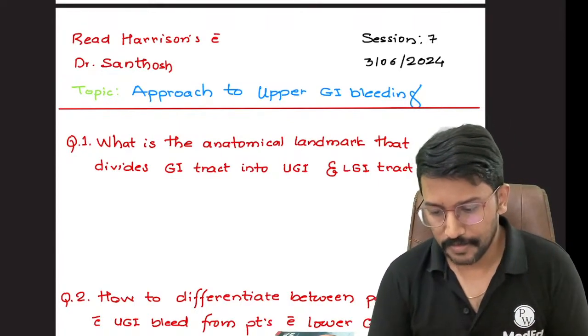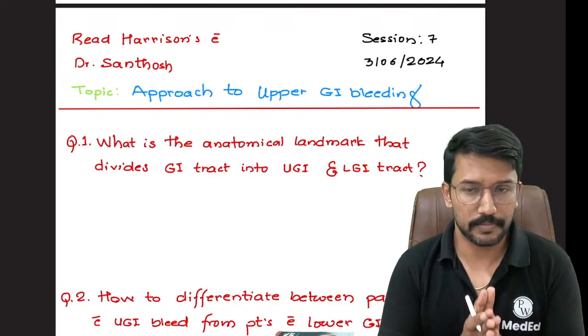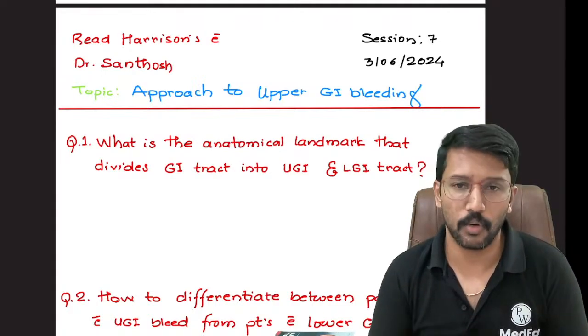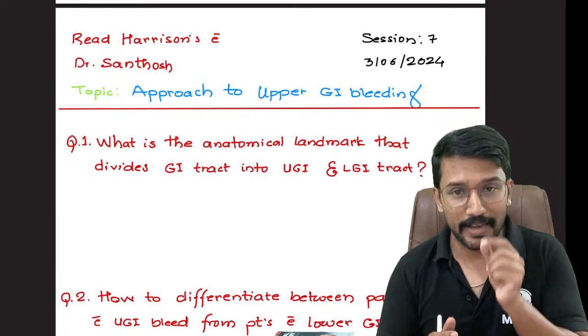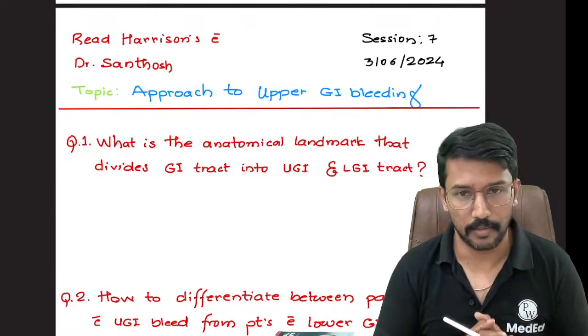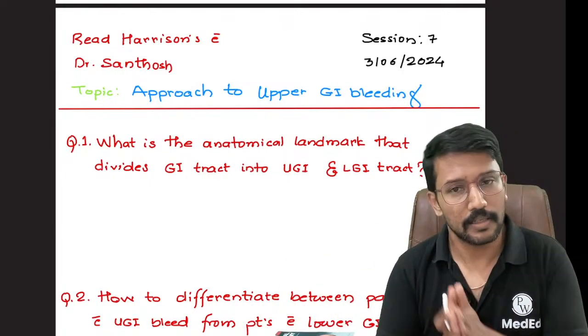Right, Satya IIMS, absolutely right. It is the ligament of Treitz. The attachment of the ligament of Treitz to the small intestine segregates the upper GIT from the lower GIT. Anything that is proximal to the attachment of the ligament of Treitz is upper GIT, and anything that is distal to the attachment is called the lower GIT.